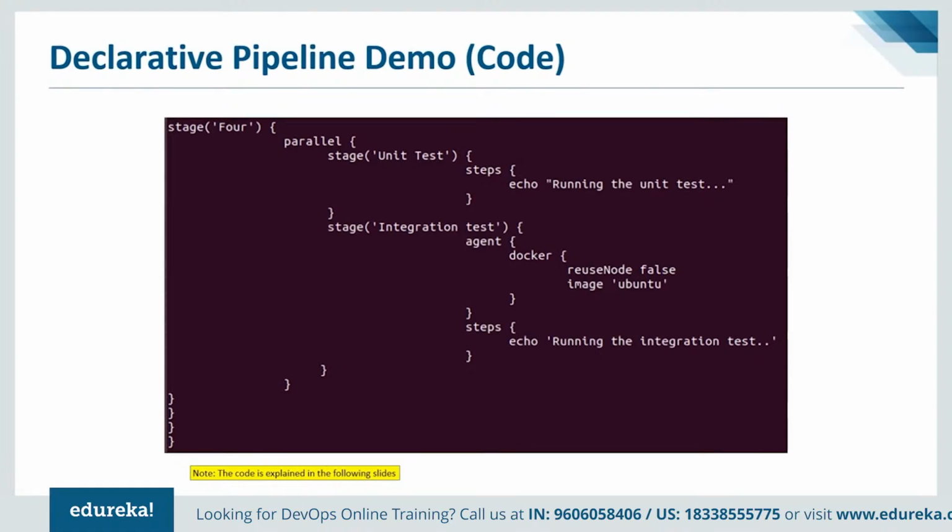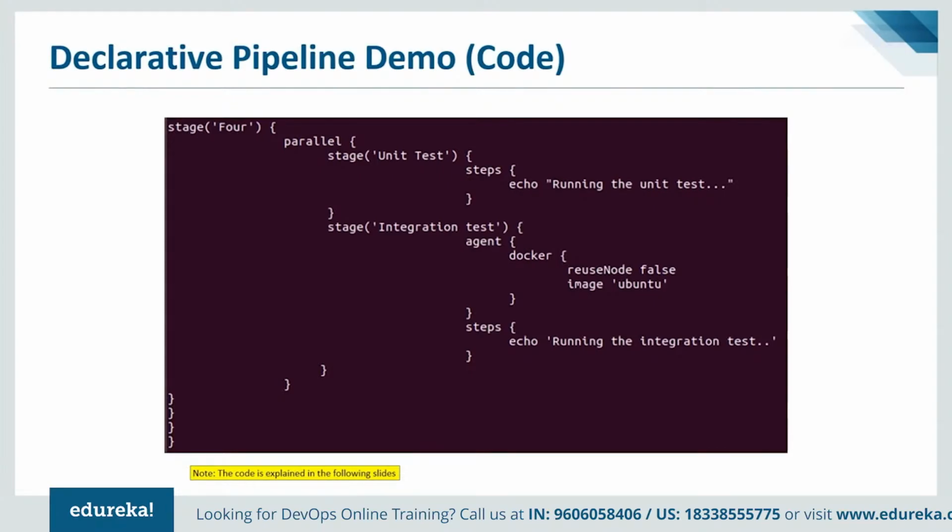That means if reuse node was set to true, then the Docker container would run on any available agent. Now because reuse node is set to false, this Docker container will run on the Docker agent itself. Now the next command is a simple Docker command wherein Docker will pull an Ubuntu image from Docker Hub. After that, a step is executed which runs a simple echo command.